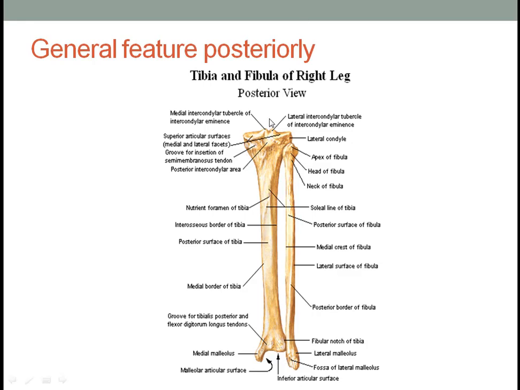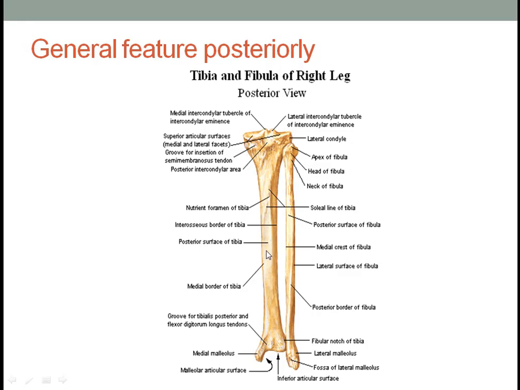Again, here this is a posterior view. This is the lateral condyle, and this is the medial condyle, and this is the intercondylar tubercle, the lateral and the medial one. And here we see this is the shaft of the tibia. As you see here, we have a posterior line running from lateral to medial, downward, which is the soleal line. The soleal line is here.